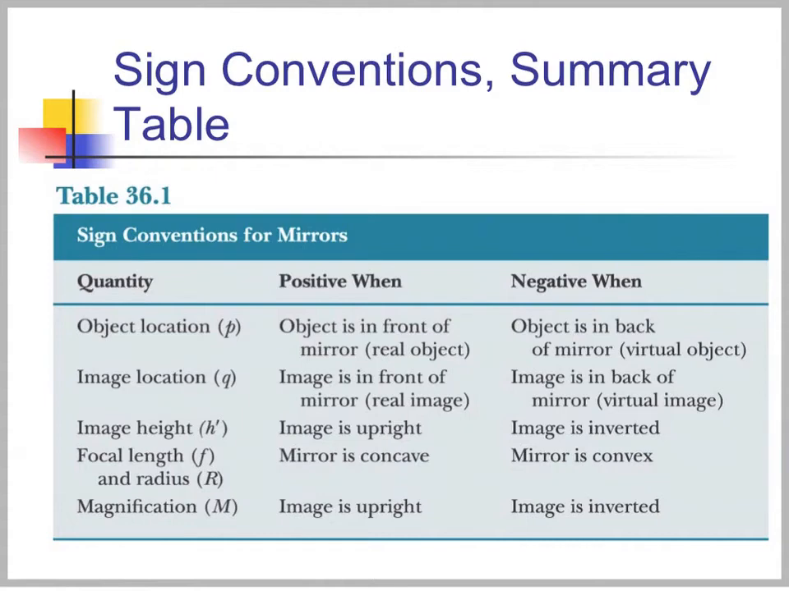Image height is positive if it's upright, negative if it's inverted. The focal length is positive. The radius is positive if the mirror is concave. It's negative if the mirror is convex. And magnification will be positive if it's upright, negative if it's inverted.